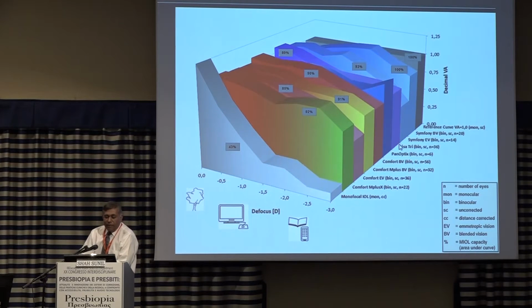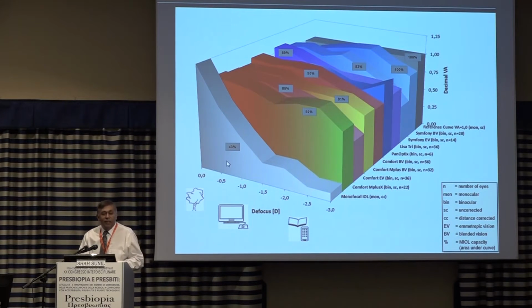So this is an interesting slide. I'll go through it in a bit more detail because there's a lot of information on here. One of the ways to measure how well a lens works is by what's called a defocus curve. What you do is you present a target to each patient at different distances or different levels of defocus to see how clearly they can see at that level.